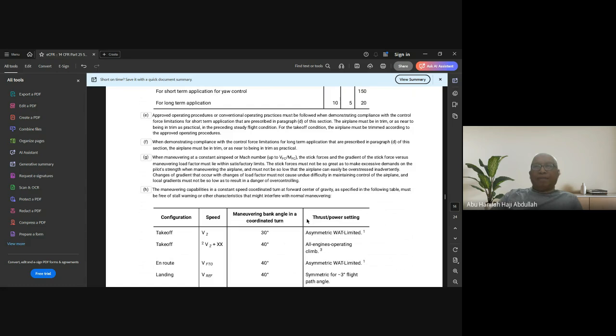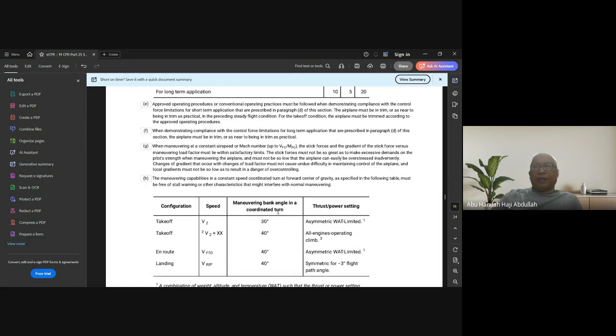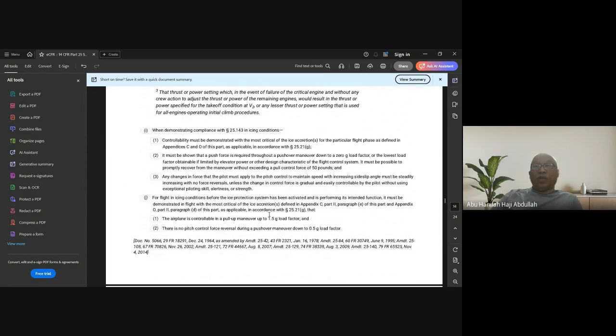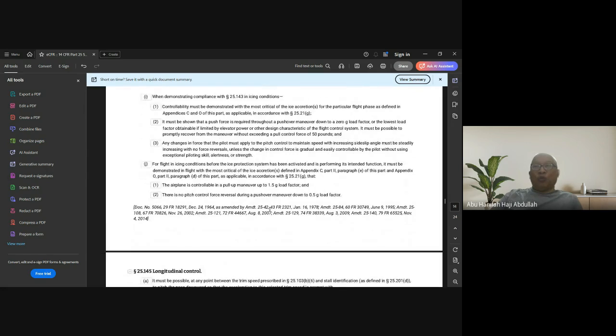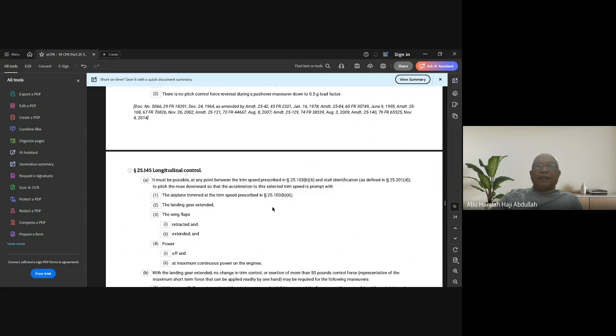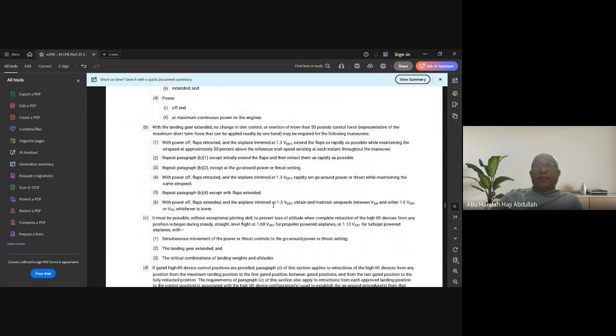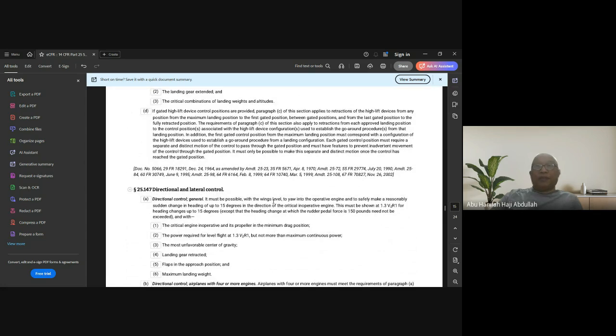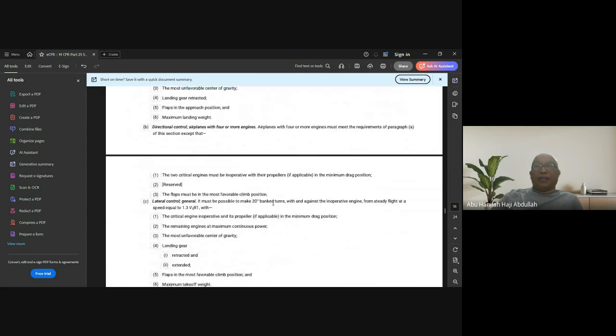And then wheel speed. This is the detailed maneuver capability and constant speed coordinated turn for CG. I do not want to go through the details here, it would be very long. But I would like to show you this is the engineering that we need to do for flight certification. Longitudinal control, okay. We have this. Directional and lateral control, we have this.